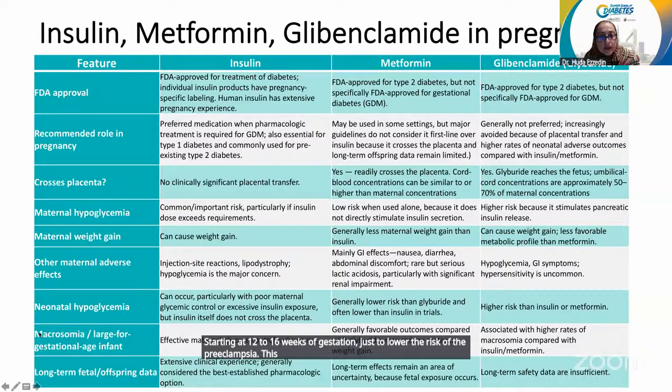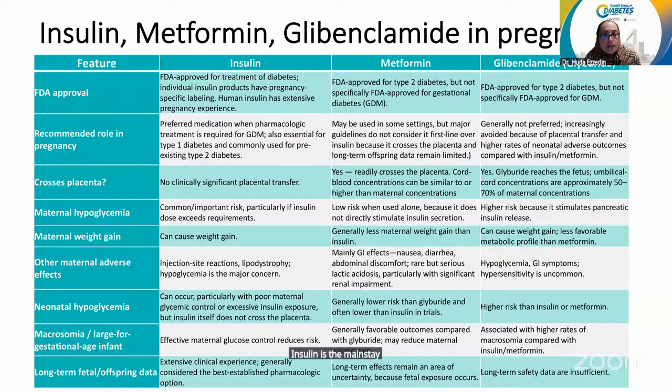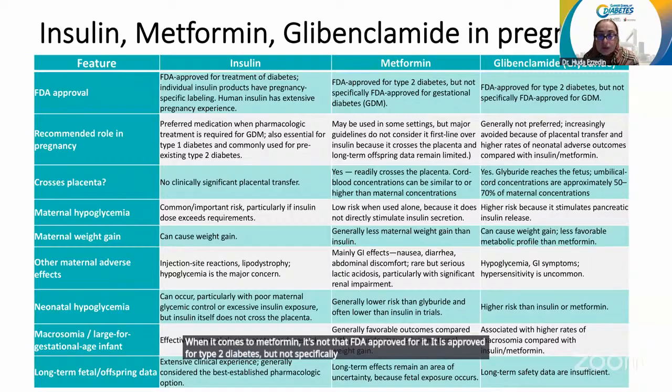This table, again, I tried to show you the differences between the 3 main pharmaceutical agents that can be used during pregnancy. Obviously, insulin is the mainstay, and insulin is the only one really FDA approved for the treatment of diabetes in pregnancy. Metformin is approved for type 2 diabetes, but not specifically FDA approved for gestational diabetes, and likewise glibenclamide. So just know those differences.